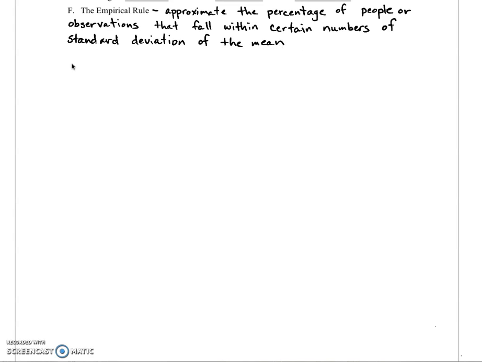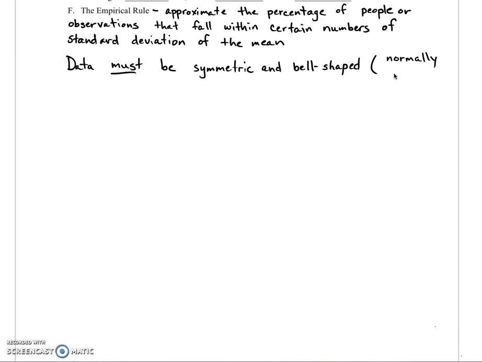And in order to use the empirical rule, the data must be symmetric and bell-shaped. Or another way of putting that is normally distributed.